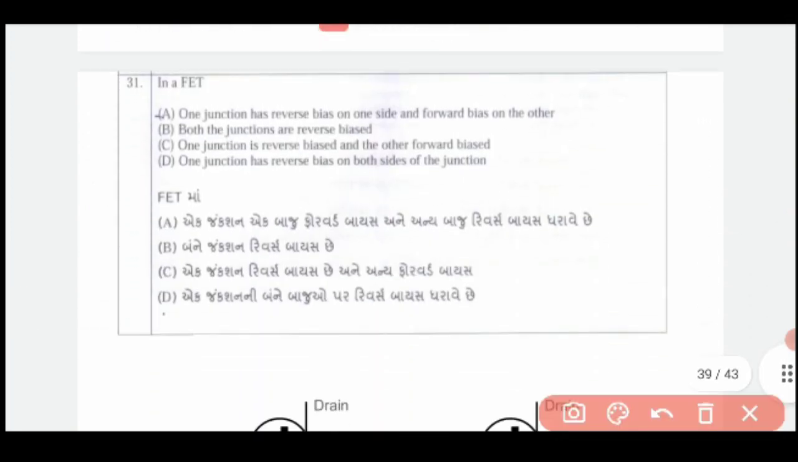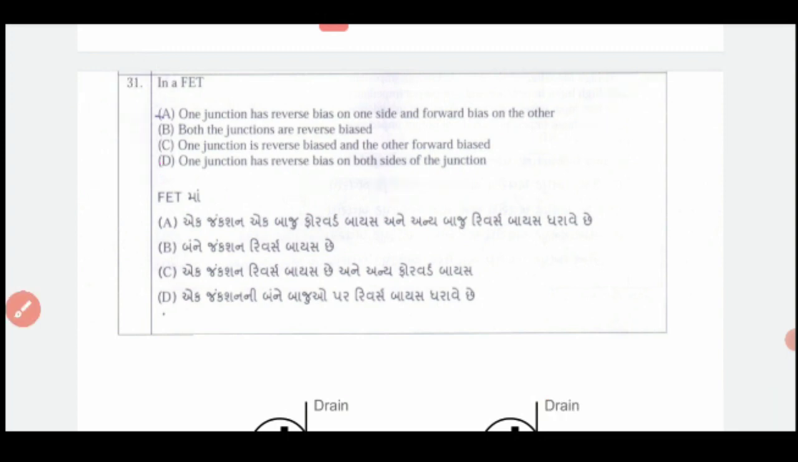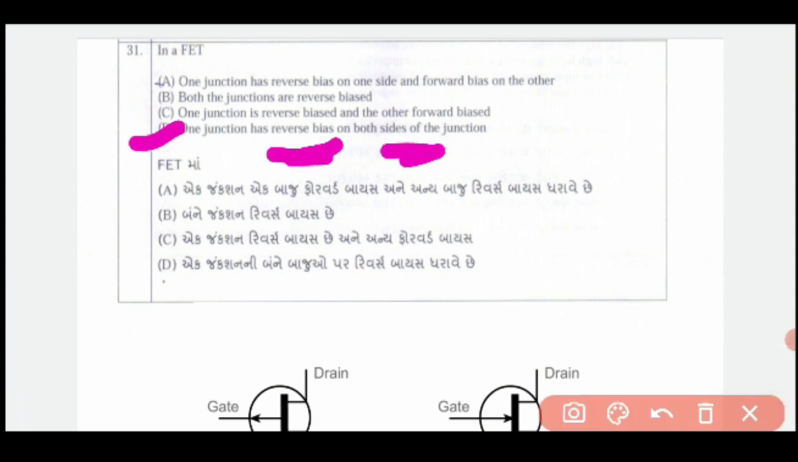Question number 31. In a FET, option A, one junction has a reverse bias on one side and forward bias on the other. Option B, both the junctions are reverse biased. Option C, one junction is reverse biased and the other is forward biased. And option D, one junction is reverse biased on both sides of the junction. Then the answer is option D, one junction has a reverse bias on both sides of the junction.